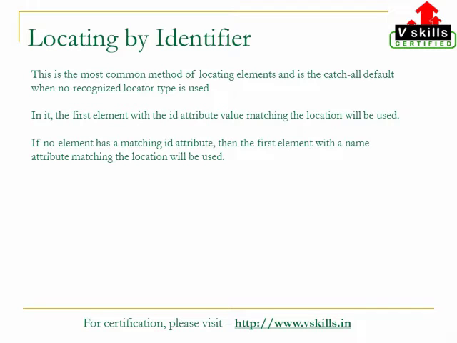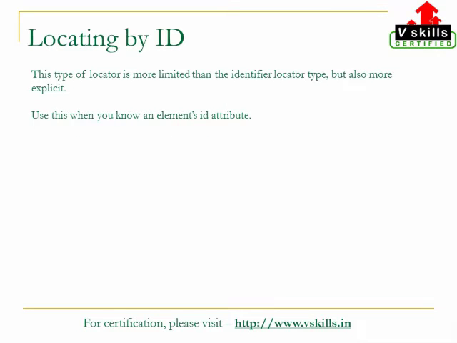Locating by identifier. This is the most common method of locating elements, and is the catch-all default when no recognized locator type is used. In it, the first element with the ID attribute value matching the location will be used. If no element has a matching ID attribute, then the first element with a name attribute matching the location will be used.